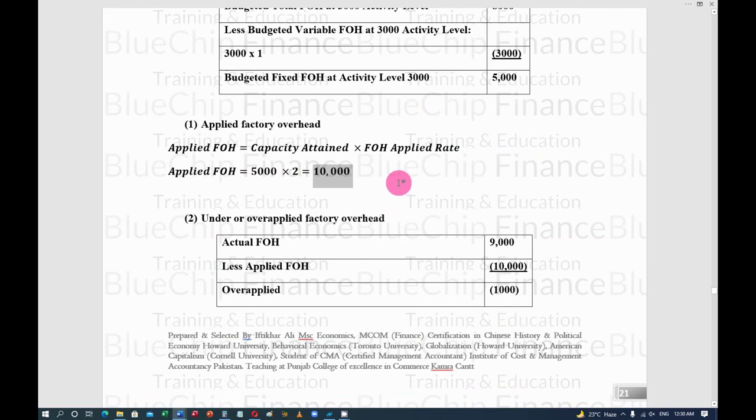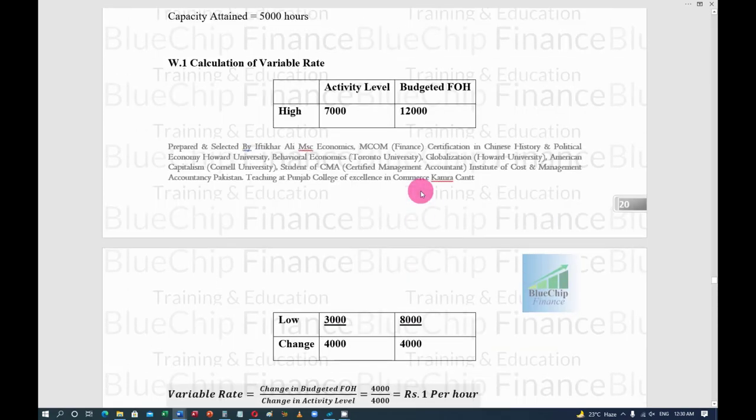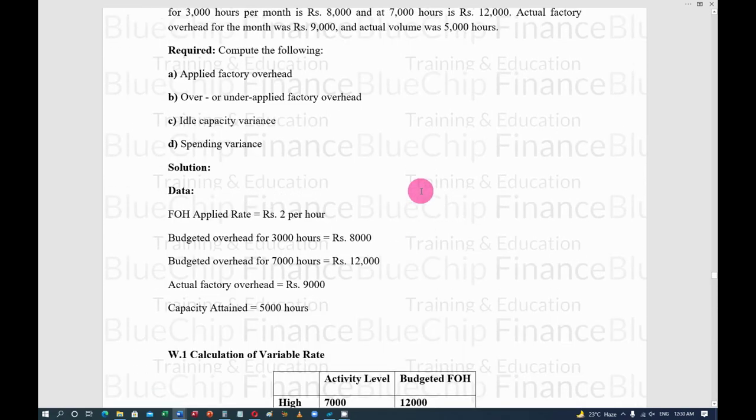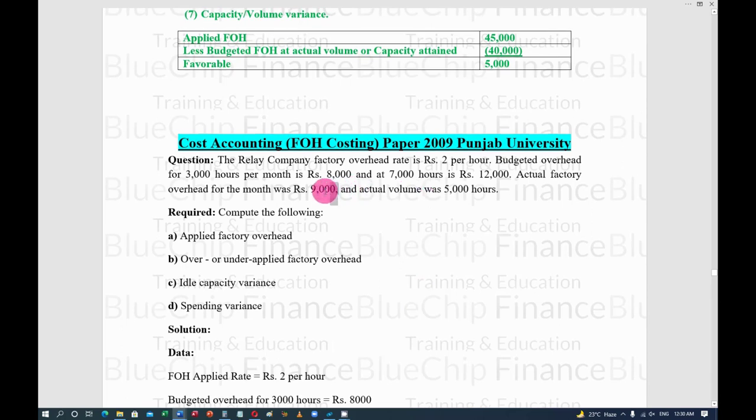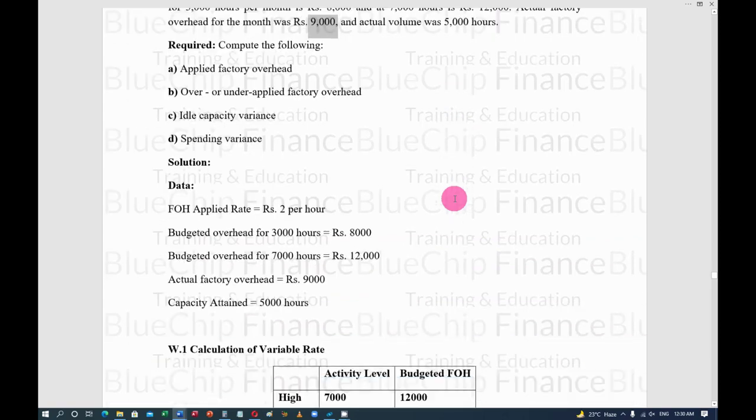The next requirement is to analyze whether your factory overhead is under or over applied, which is always equal to actual FOH minus FOH applied. Actual FOH is given in the question, which is 9,000, and your applied FOH we already calculated is 10,000.